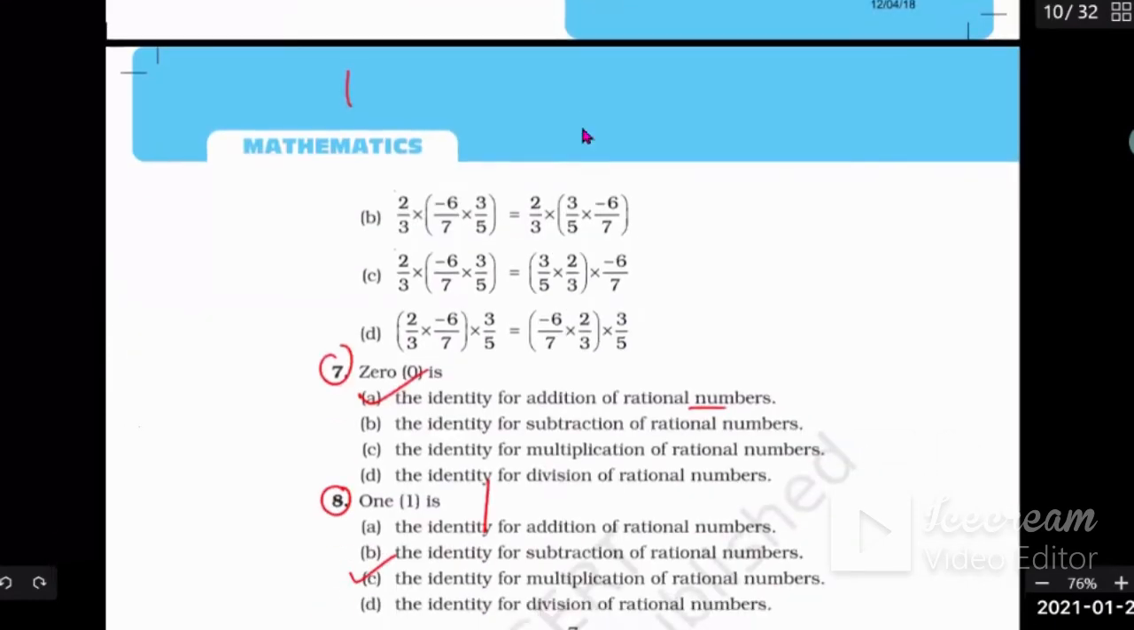In the second one, the place of minus 6 by 7 is changed. Changing the place is commutative, so it is wrong. Here 3 by 5 has come to this side, changed. In D, 2 by 3 is changed again, the place is interchanged. So this is wrong.